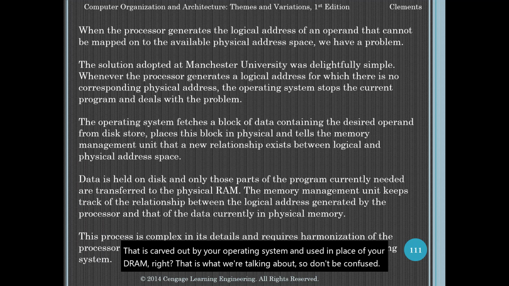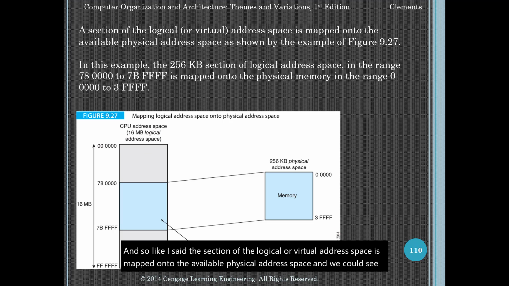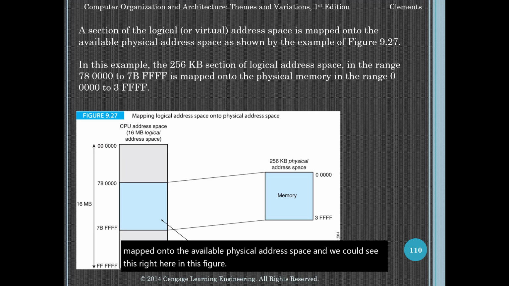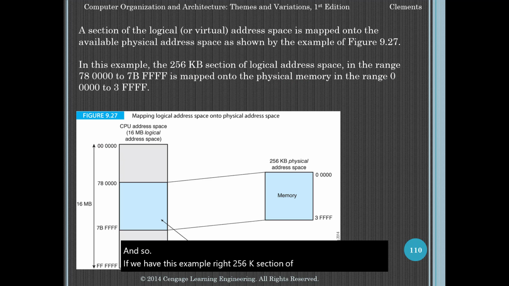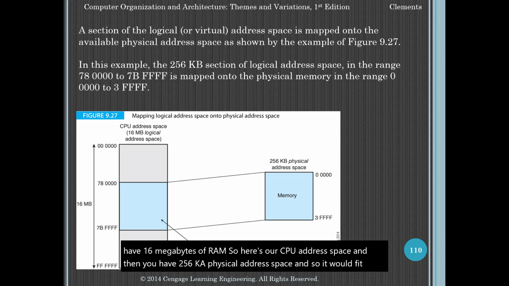Like I said, the section of the logical or virtual address space is mapped onto the available physical address space, and we can see this in this figure. In this example, we have a 256K section of logical address space, this range right here, and it's mapped onto physical memory in this range. This is just a visual of how it would work. We have 16 megabytes of RAM, here's our CPU address space, and then you have 256K of physical address space, and it fits within this range that we've given it here.